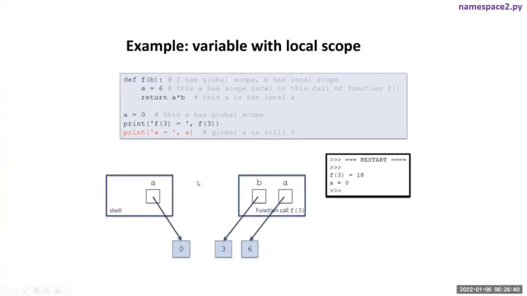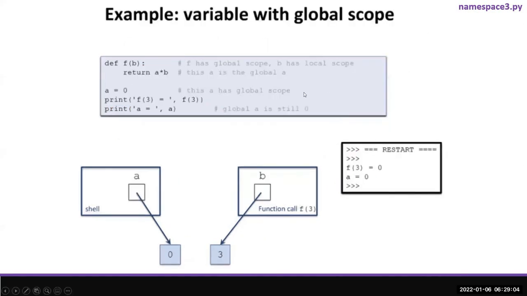So right here, variable with local scope. Here with a equals 6, this one is local scope. Here you have return a times b. So your f function, put a 3 in there. F of 3 would be 18. But the outside A is only zero. Outside A is only zero.